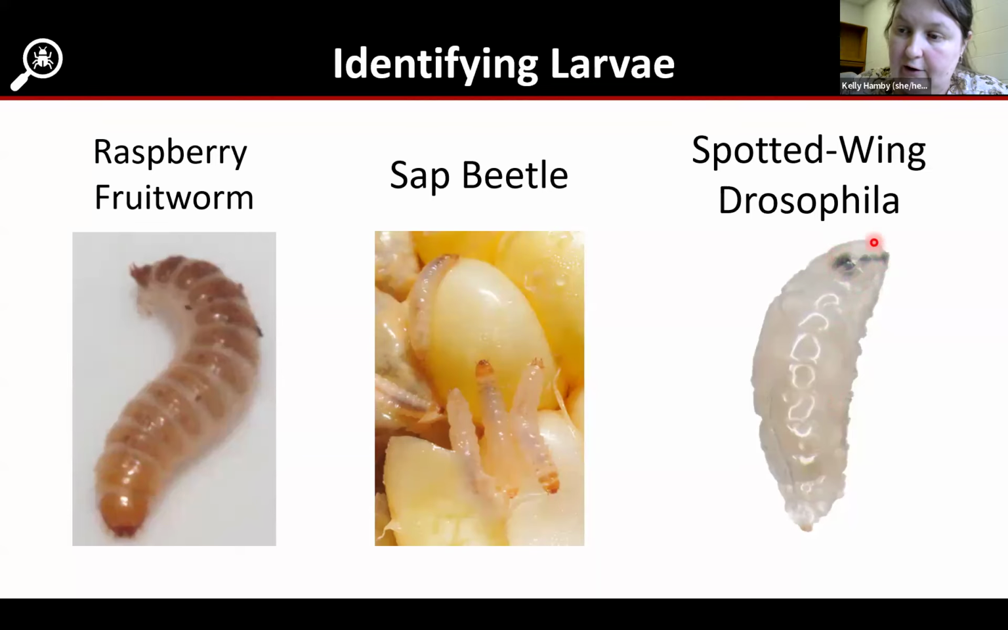And then they have this darker area in their head region because that's actually their mouth part that they use to scrape the fruit. And you can see it through their thin skin. So this is what a spotted wing Drosophila larva looks like.